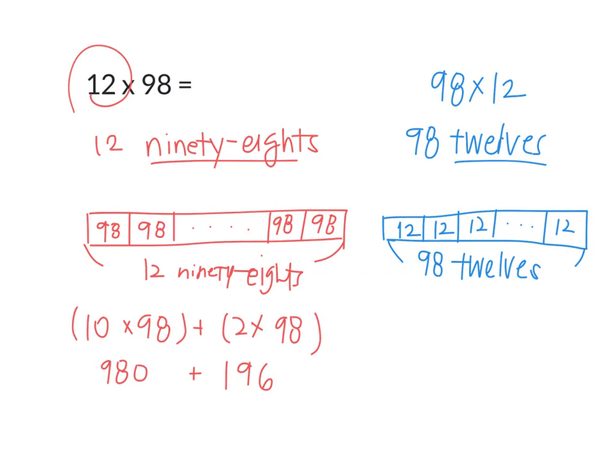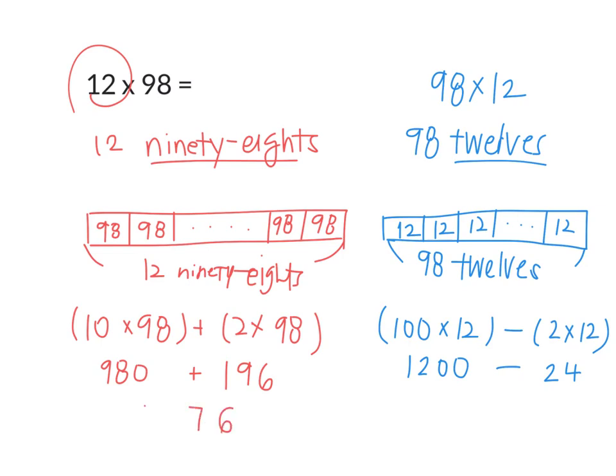Good. Okay, and then if we add those, we could find the total, right? What about over here? If I have 98 12s, is that pretty close to 100 12s? Yeah. But is that not enough or is it too much? How many 12s too much is it? 2. So how many 12s do we have to take away? 2. Okay. What's 100 times 12? 1,200. What's 2 times 12? 24. Okay. So see if you can find the answers to those problems. What's 980 plus 196? Or do 1,200 minus 24.